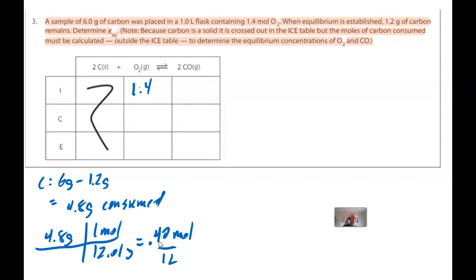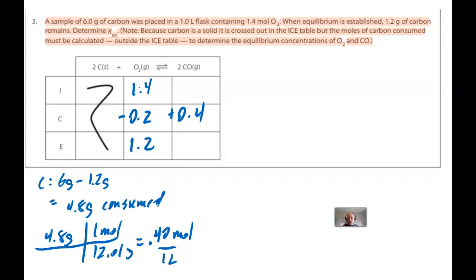Meanwhile, if oxygen has a 1 in front of it and carbon has a 2 in front of it, then we know that the decrease of oxygen is half that of carbon. So if carbon goes down by 0.4 molar, oxygen's going down by 0.2 molar, and if it started out at 1.4, we know it will end up at 1.2, and I should put a negative there. Meanwhile, if carbon monoxide has a 2 in front of it and oxygen has a 1, that means CO goes up by twice the amount that O2 went down by. Twice times 0.2 is 0.4, and it's positive.